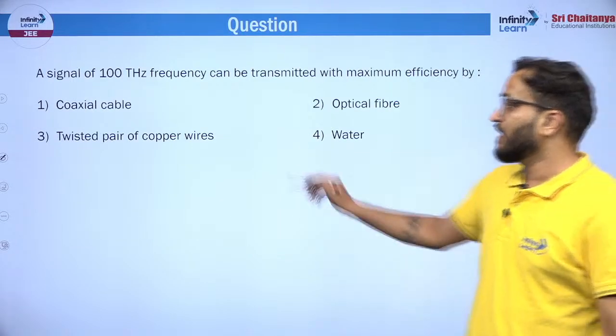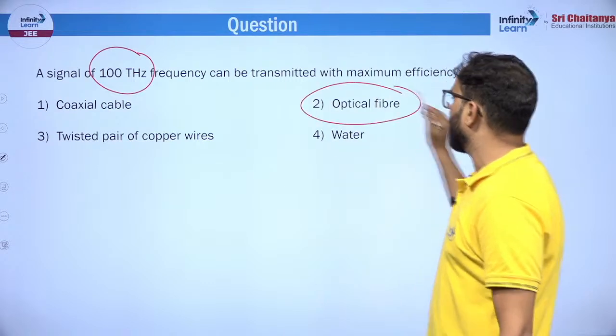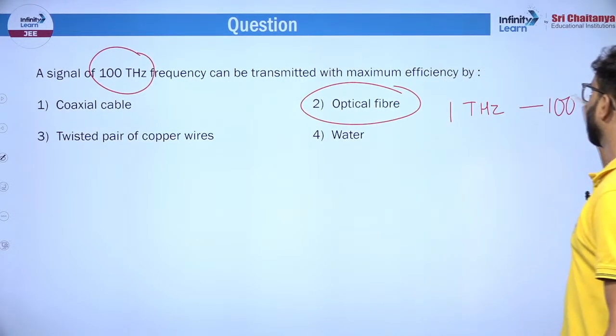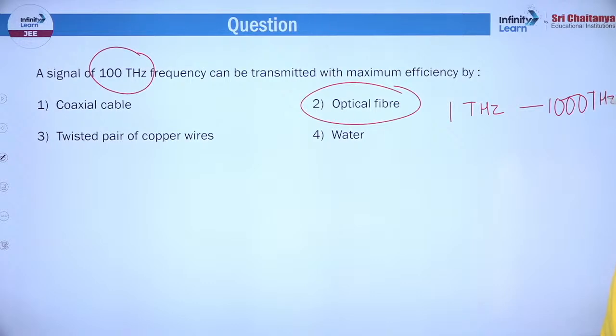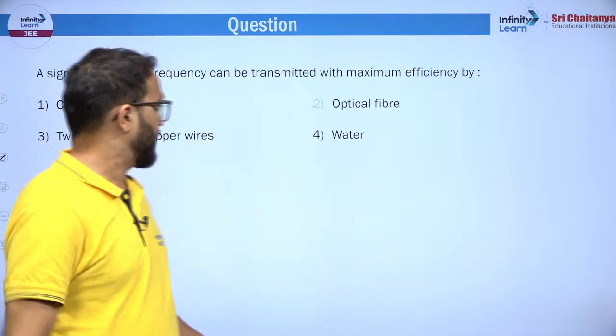A signal of 100 terahertz frequency, ये तो भैया ऑप्टिकल फाइबर, क्योंकि ऑप्टिकल फाइबर जो है वो 1 टेराहर्ट्ज से लेकर 1000 टेराहर्ट्ज के सिग्नल को ट्रांसमिट करने में काम आते हैं. ठीक है, आई गेस ऑप्टिकल फाइबर इज राइट.